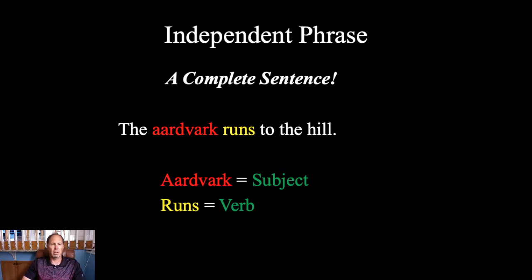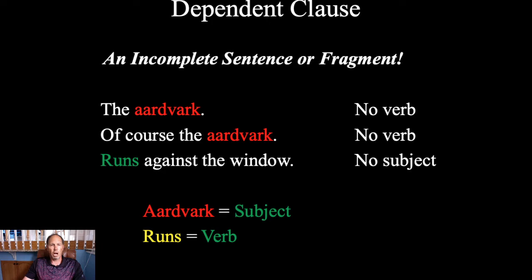In this case, we have the aardvark runs to the hill. The aardvark is the subject, runs is the verb. We have an independent sentence. Cha-ching! Step one done. Now a dependent clause, on the other hand, is different. A dependent clause means that there's no verb or no subject. The aardvark. Not a complete sentence. Of course the aardvark. Still not a complete sentence. Runs against the window. Not a complete sentence. All of those are fragments, or what we call dependent clauses. They're dependent on some other element to be complete.